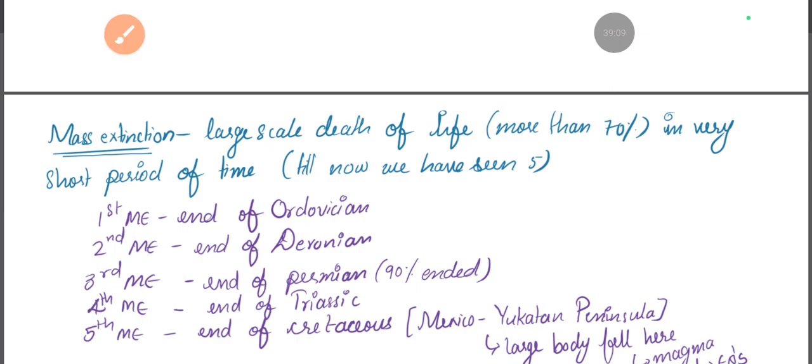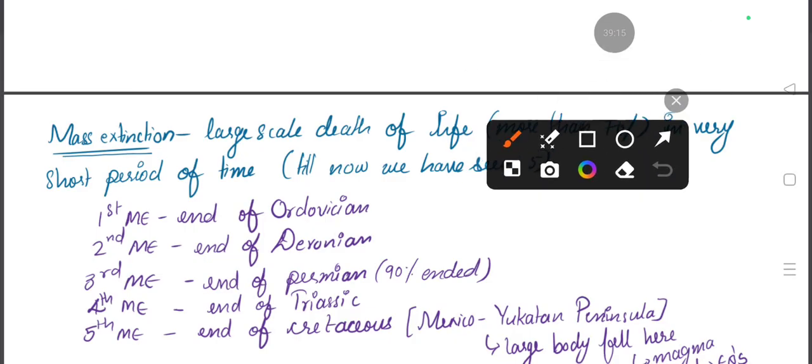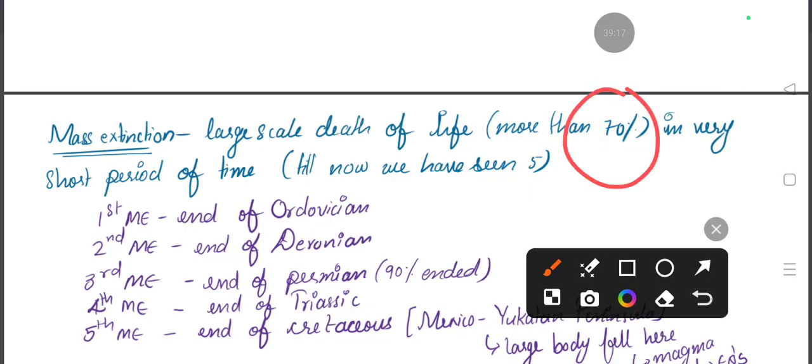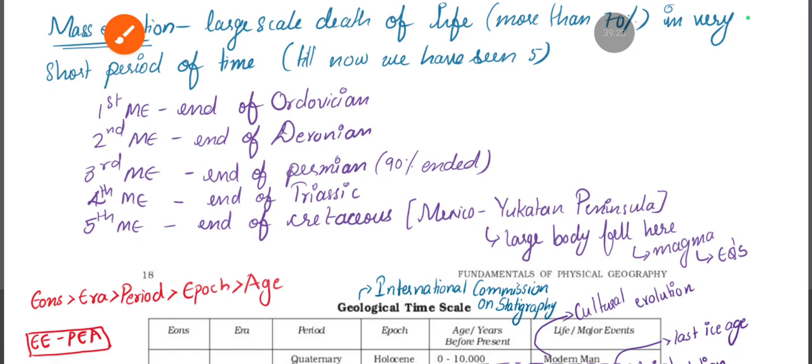And we have seen the concept of mass extinction. So mass extinction is a period at which large scale death will happen. Death of life will happen. More than 70% loss will be seen in the living organisms. That will happen in a very, very short period of time. Until now, we have seen 5 important mass extinctions.